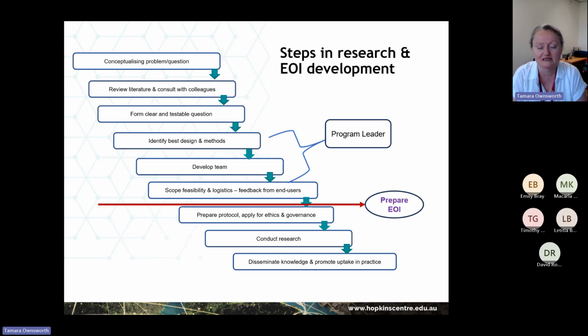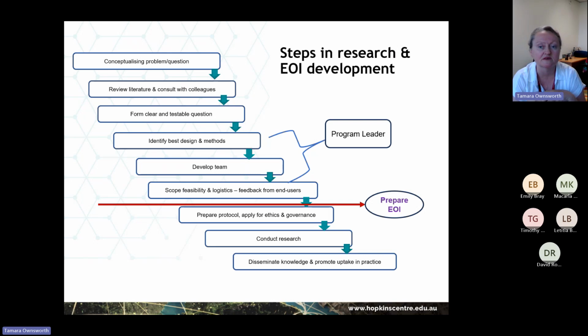So once you've come up with your clear and testable question, that's when you're wanting to identify the best research design or method for investigating or answering that question. You also want to develop the team around you that's going to support you. And I should say that these steps aren't always in this order. Sometimes the team is there from the outset and it's a bit of an iterative process. So it's around this time, though, that we would recommend that you reach out to a program leader at Hopkins for the seed grant. So when you've got your problem or question in mind, you've reviewed the literature, you've started to think about the methods and the design that you might employ, and also who needs to be involved to support this research idea into practice.